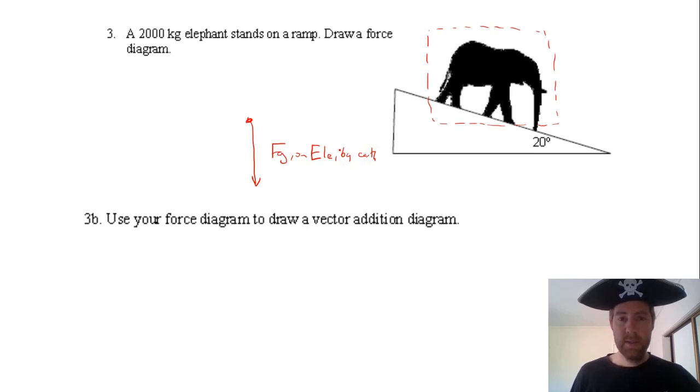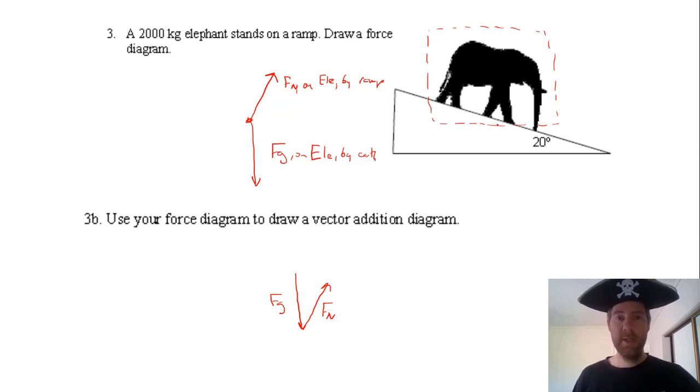The thing that's in my head is I know the net force on the elephant is 0 because it's just standing there on the ramp. So normal force is always normal, which means perpendicular. F normal on elephant by ramp. And if it was just those two forces, like if I was to put those in my vector diagram, 1, 2, and label them, you'd see I'm not back to where I started from. So there'd be a net force there, and this elephant would be accelerating. That's not the case. So there must be another force.